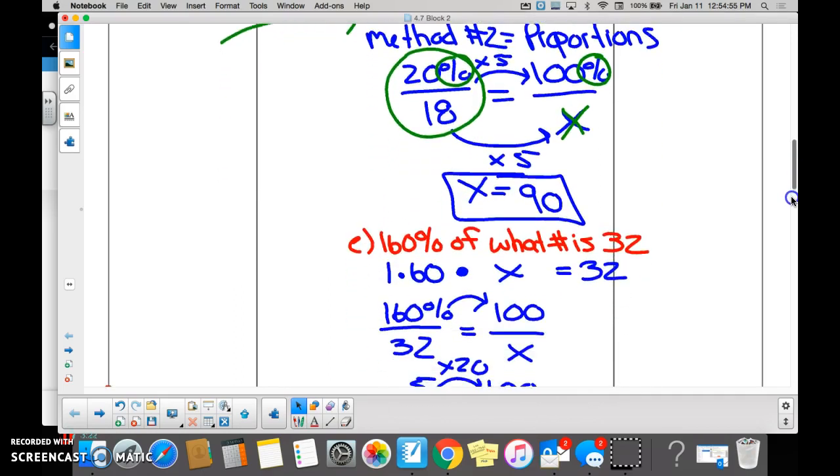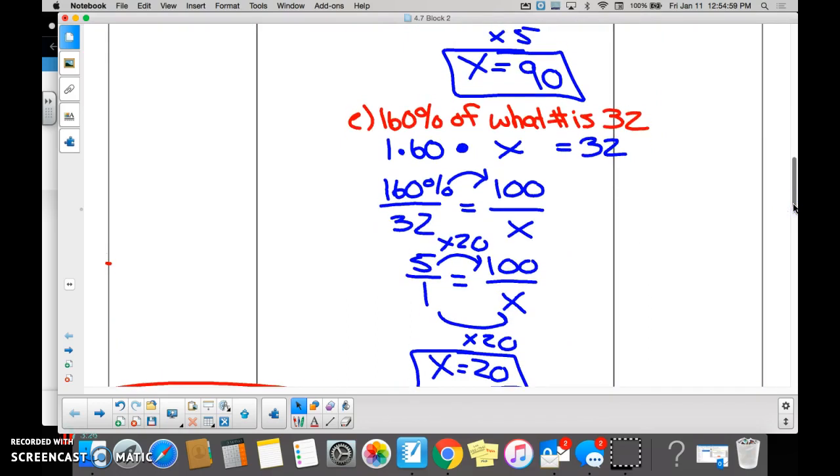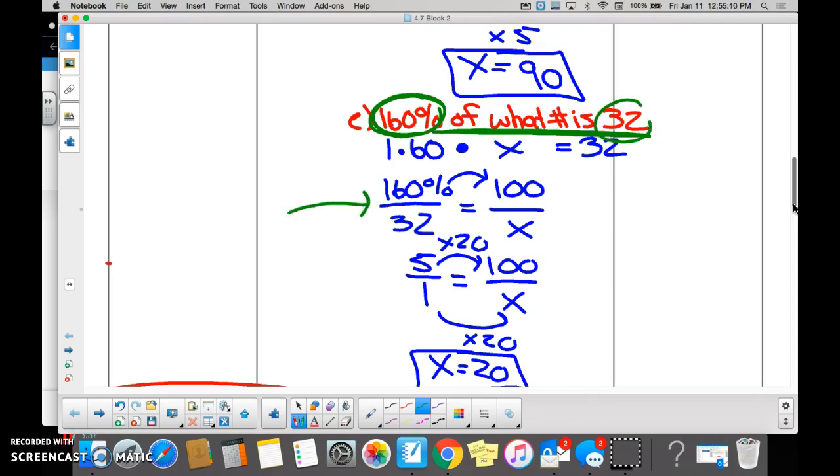Letter E is the exact same type of problem. Quick question. 160% is what? 32. Is 32. So again, our proportion, 160% over 32, right? Yes? Yes. All of you, I need all of you. All right, and then we moved down here.